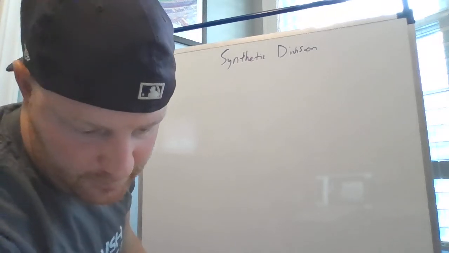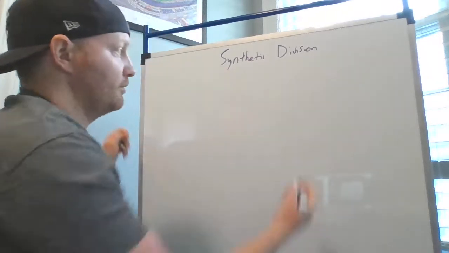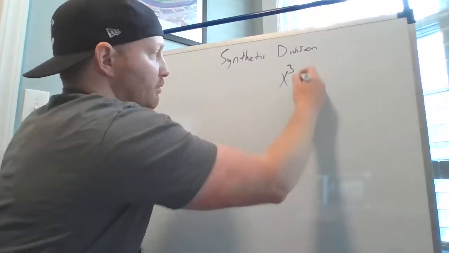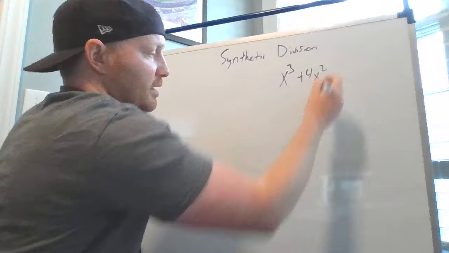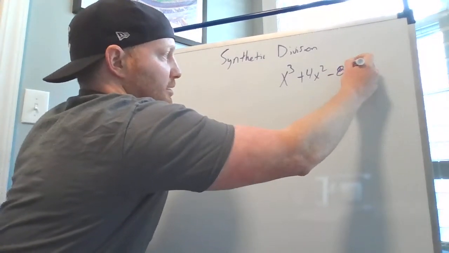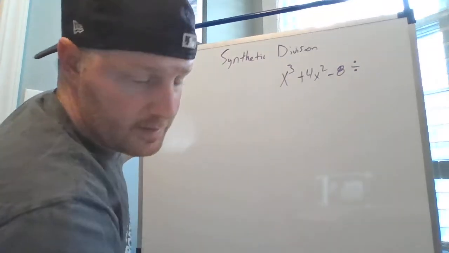Which one am I doing? Okay, this one. x to the third plus 4x squared minus 8, divided by x plus 4.